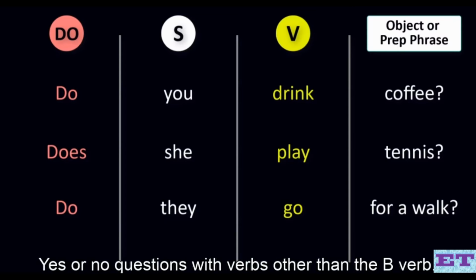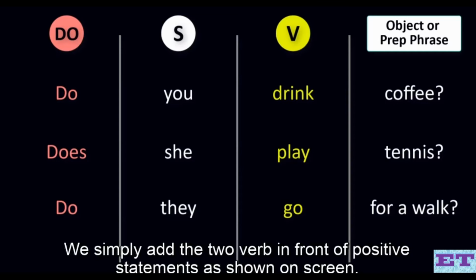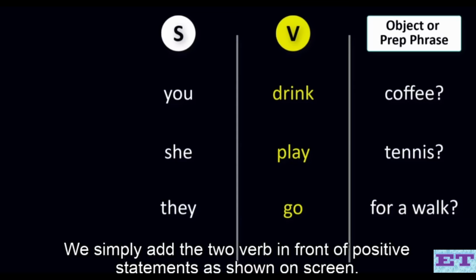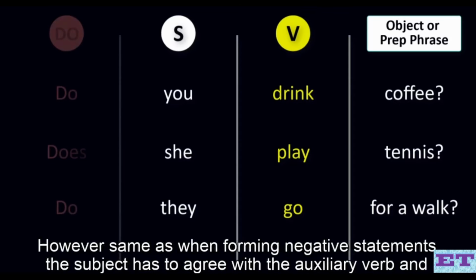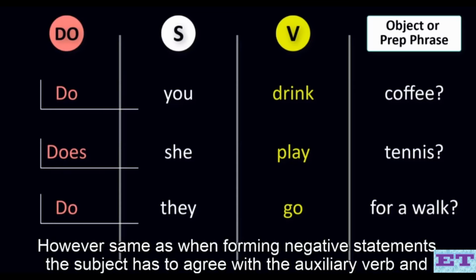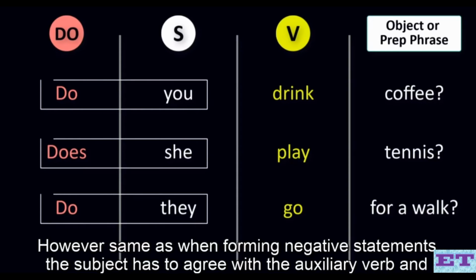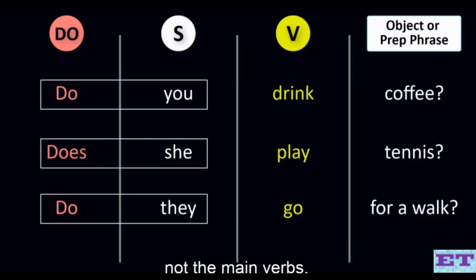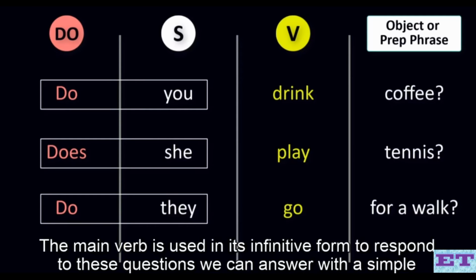When we make yes or no questions with verbs other than the be verb, we simply add the do verb in front of positive statements, as shown on screen. However, same as when forming negative statements, the subject has to agree with the auxiliary verb and not the main verbs. So we say, do you, does she, and do they. The main verb is used in its infinitive form.